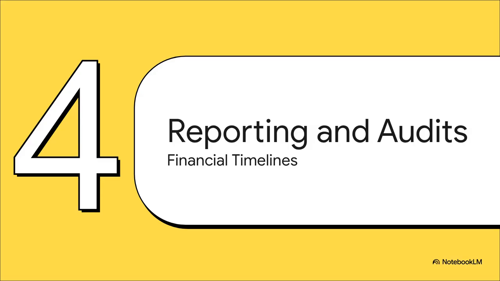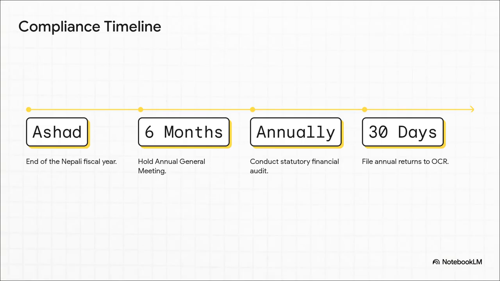Section 4, financial reporting and audits. Okay, pay attention because this is the absolute core of your audit checklist. Your financial reporting is tied directly to the Nepali fiscal year, which ends in Asad. Now, once Asad concludes, the clock immediately starts ticking. You have exactly 6 months to hold your annual general meeting. And at this AGM, you're not just casually reviewing the year. You are legally required to officially appoint the auditor who is going to conduct your statutory financial audit.